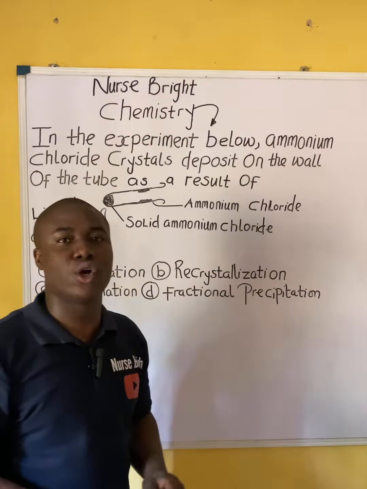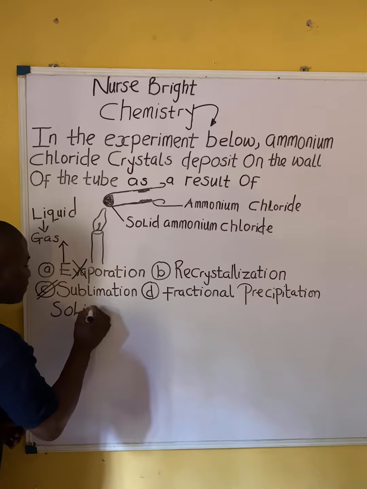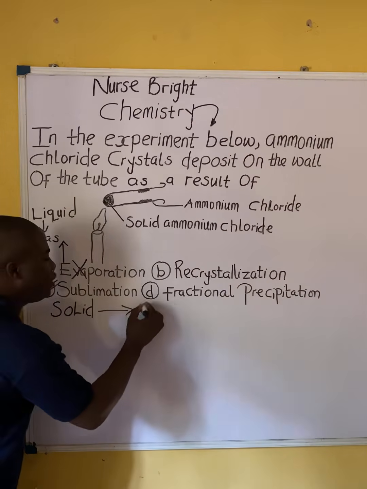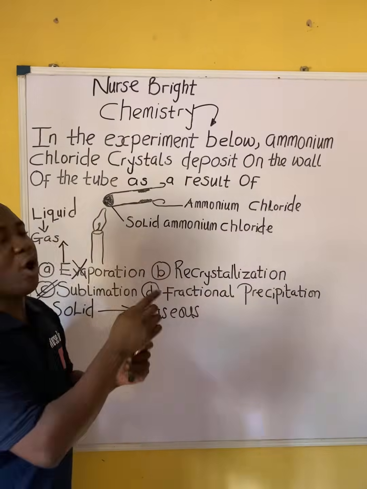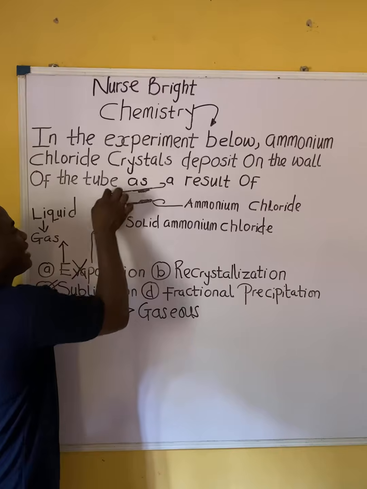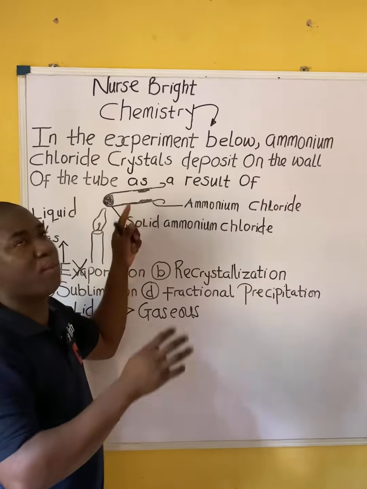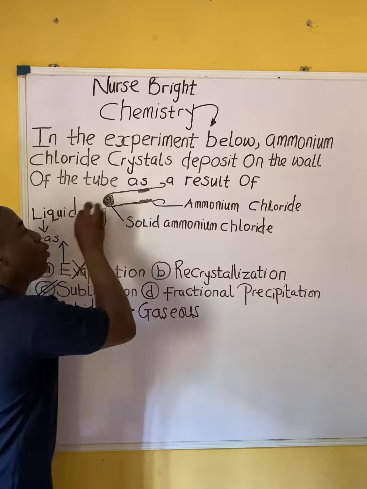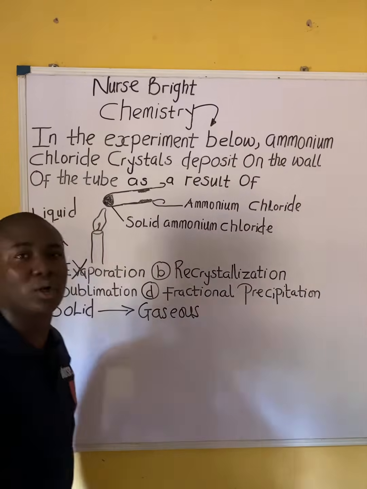Now, what is sublimation? Sublimation is a separation technique whereby a solid substance changes into a gaseous substance. Because you can see what's happening. Heat is applied, and this substance you're looking at is breaking down. That's why it's forming a deposit. Before you know it, it will vanish out of the test tube. So this is as a result of what? Sublimation.